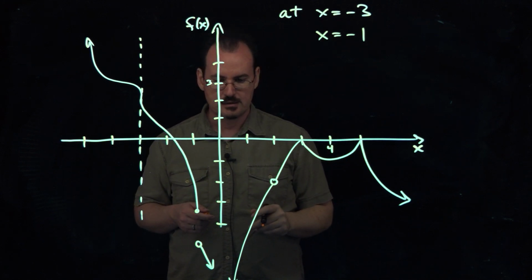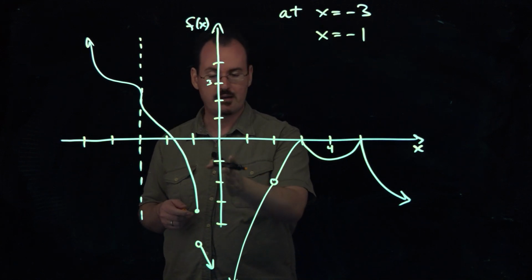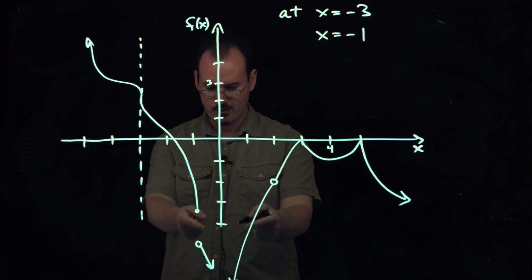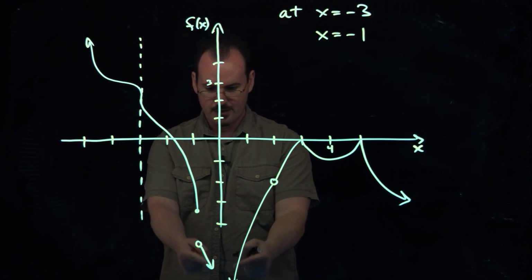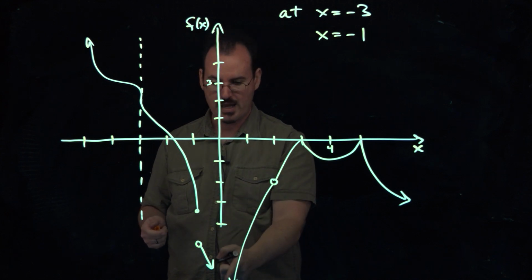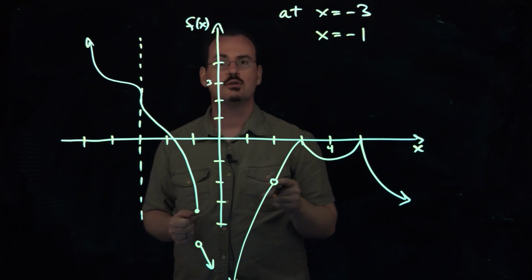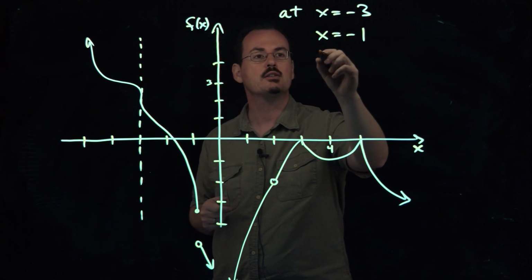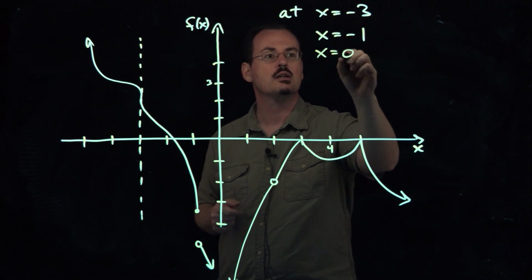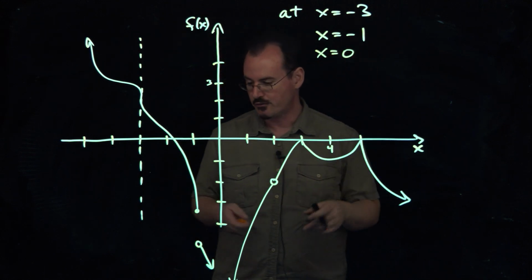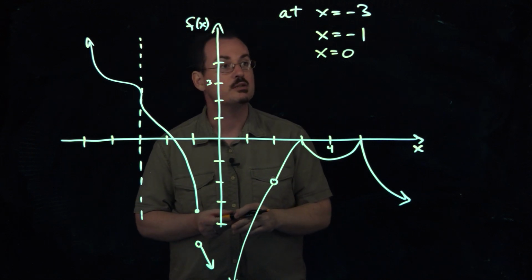And at 0, if you kind of look at the graph here, the arrows just go down forever. That means that this y-axis is actually a vertical asymptote, so it would not be defined there. So at x equals 0, we have a discontinuity, and therefore we have a place where it's not differentiable.